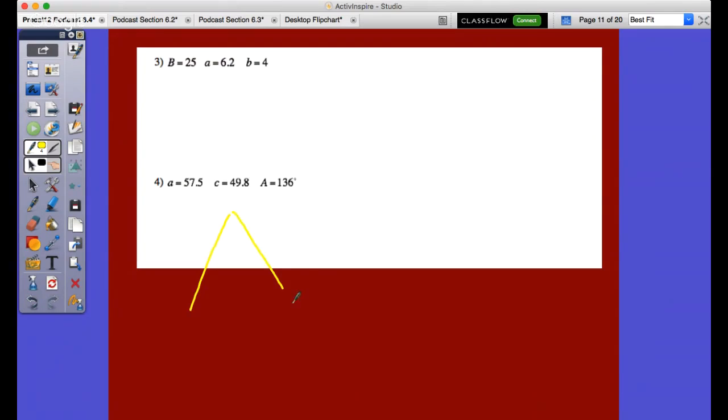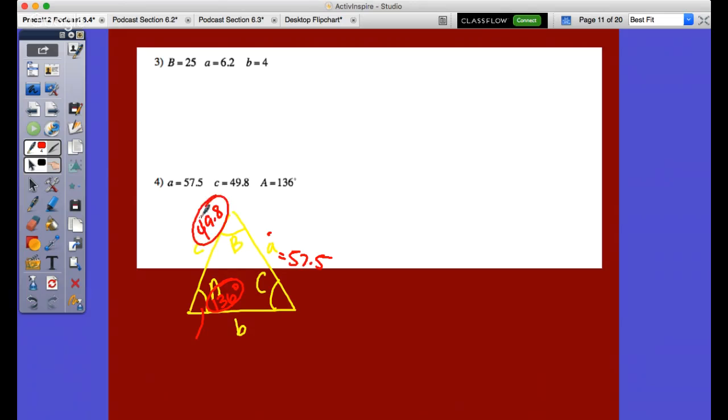If you don't have the triangle, the best thing to do is to just draw it. So we've got little a, little b across from big B, big C, little c. And what we've got here is 3 things going on. We've got little a, which is 57.5. We've got big A, which is 136. Right, so we have 136 here. And then 49.8, which is here.